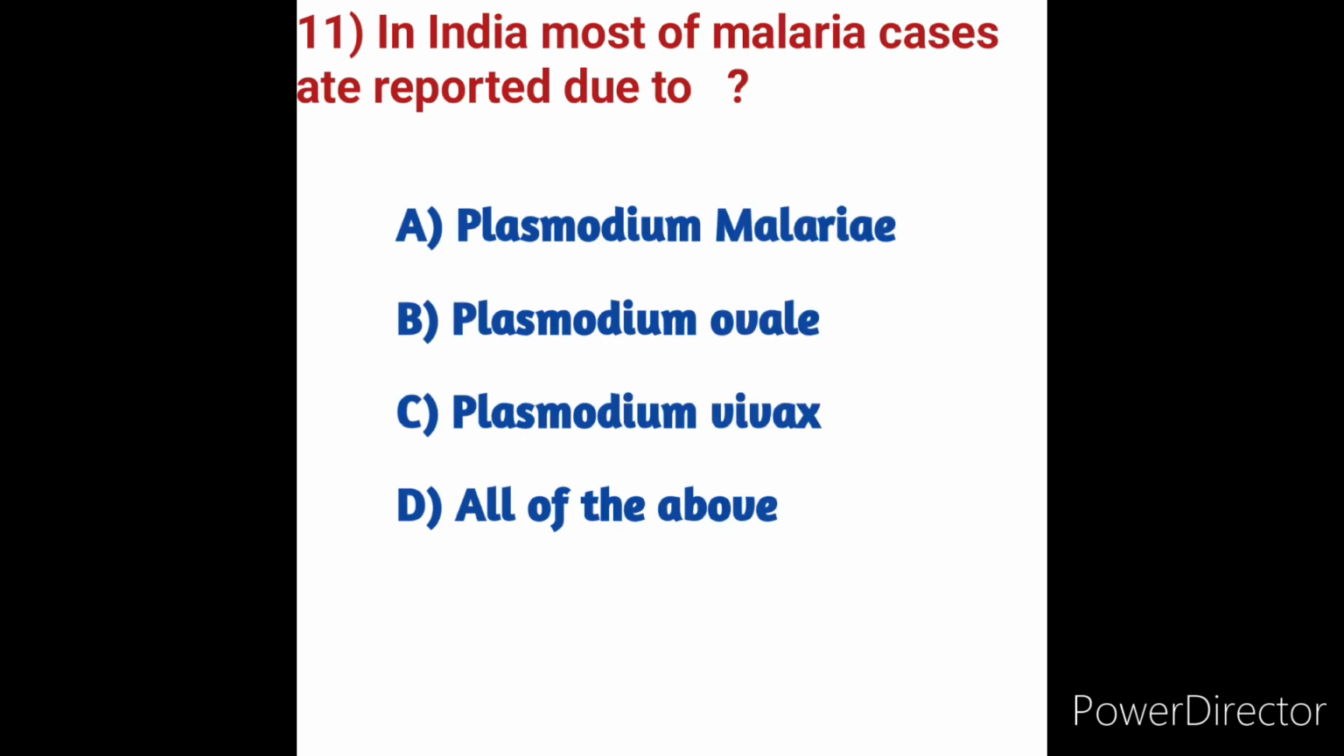In India, most malaria cases are reported due to which organism? We will see here options. Option A Plasmodium malaria, option B Plasmodium ovale, option C Plasmodium vivax, option D all of the above.